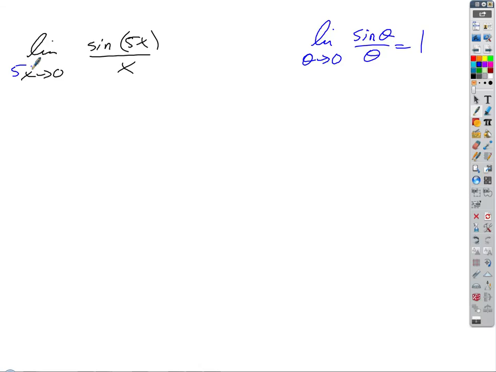Wait, why would you need a 5 there? Because that and that have to be the same in my limit, right? The argument of the sine function has to be the same as the factor in the denominator. 5x is not equal to x, and you're going to see that we get a different answer than you expect, because you expect the answer to be 1.